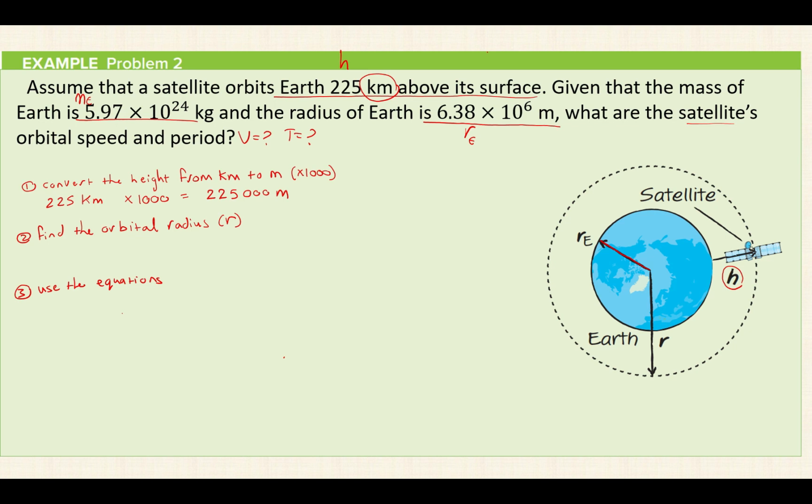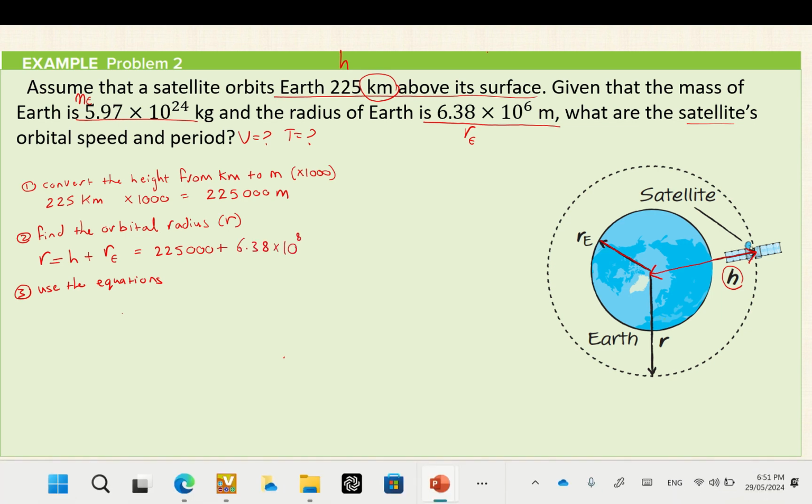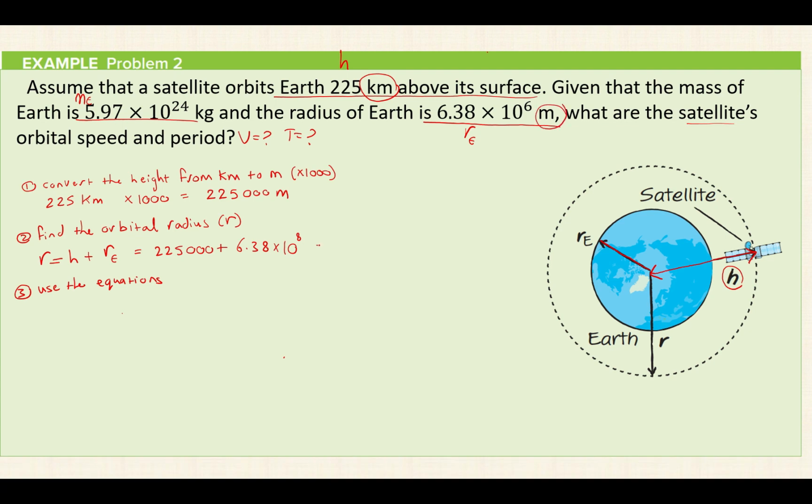After that, I need to find the orbital radius. So as you can see here, he didn't give me R, the orbital radius. He gave me H, and he gave me RE. So to find the orbital radius from the center of Earth to the satellite, I need to add the height of the satellite plus the radius of Earth. So 225,000 plus the radius of Earth given in the question to be 6.38 times 10 to the power of 8 meters. There's no need for conversion here.